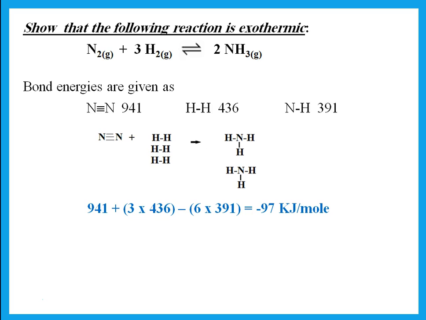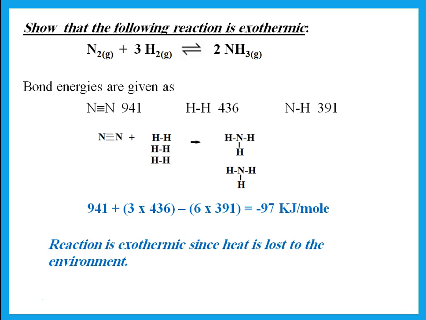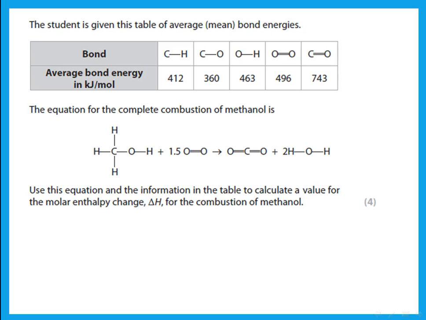Overall, my delta H is a negative number, so we say that the reaction is exothermic since heat is lost to the environment. Again, another example. Let us look at the bonds, and he gives me the bond energies for each bond. So what do I have? The energy needed to break the bonds in the reactants. Well, what do I have?